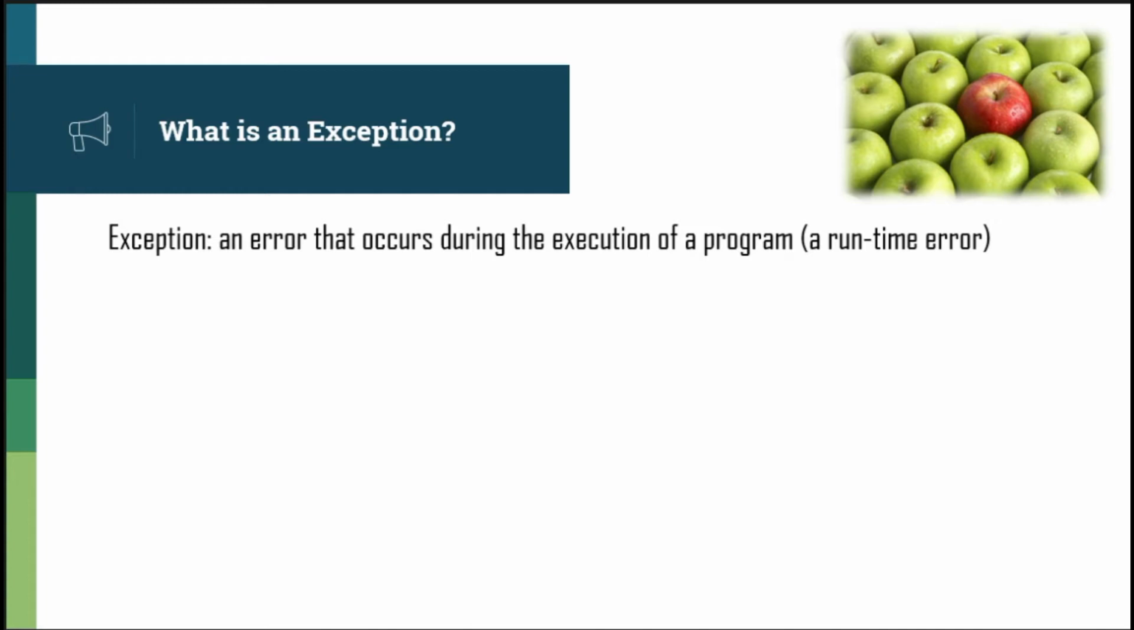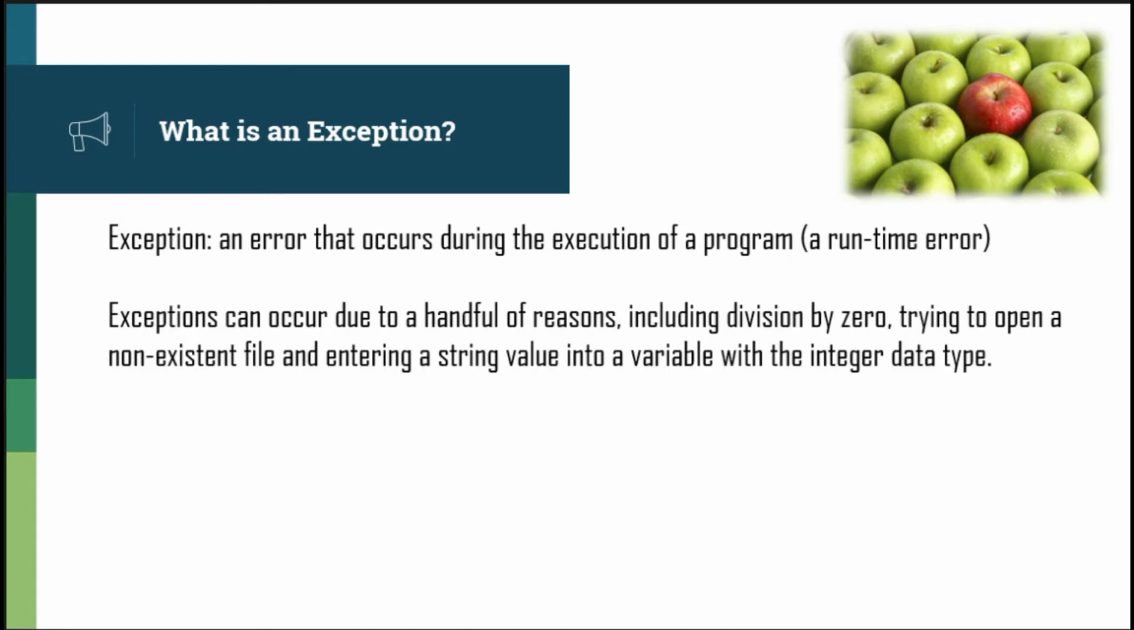So an exception is an error that occurs during the execution of a program, a runtime error, all right? Exceptions can occur due to a handful of reasons, including division by zero, trying to open a non-existent file, and entering a string value into a variable with the integer data type.